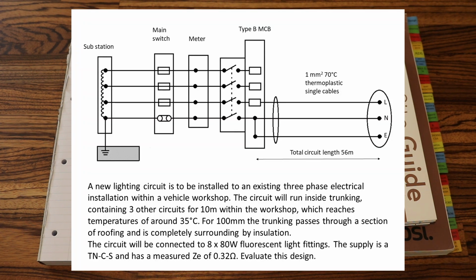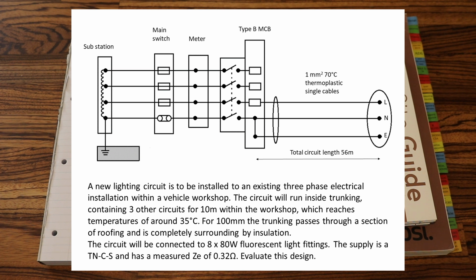So on your screen you can see the question. It's got a diagram with lots of information and some text underneath. The question finishes by saying evaluate this design. So the circuit has been designed and we need to confirm whether this complies with BS 7671 or whether it does not. And if it does not, we can then offer our recommendations.